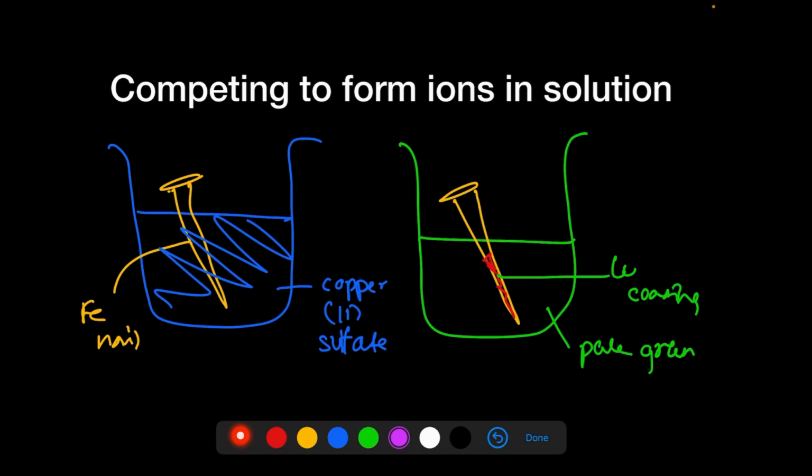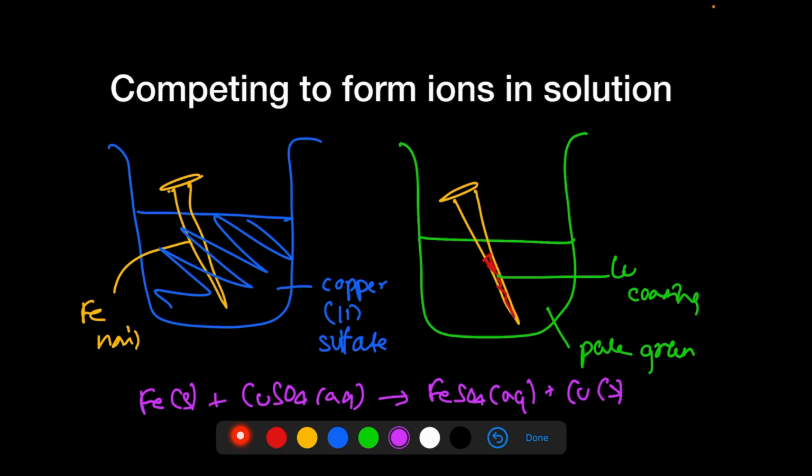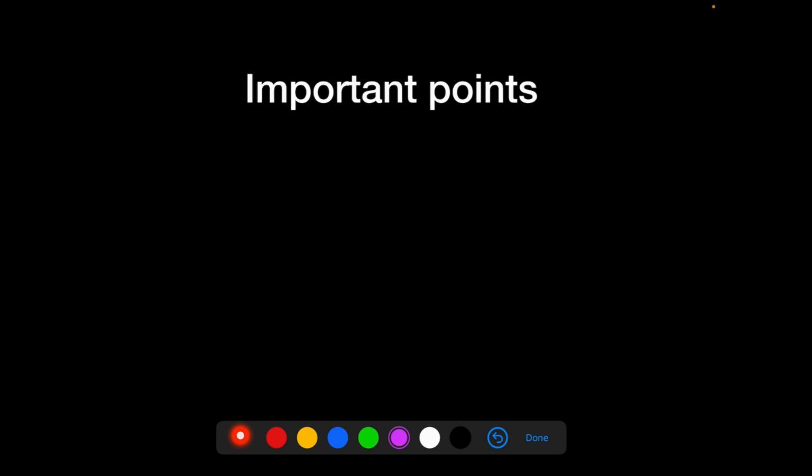So the reaction for this will be Fe solid plus CuSO4 aqueous, which gives us FeSO4 aqueous plus Cu solid. Now again we have some points to note.